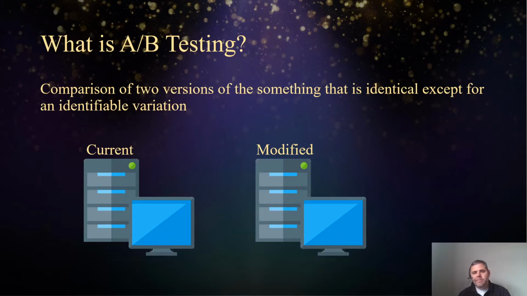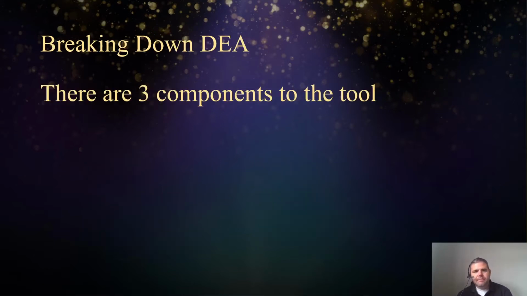So you're taking something that is in its current state and adding a variation to it, and you're seeing how it changes or how it affects things. So that is A/B testing.